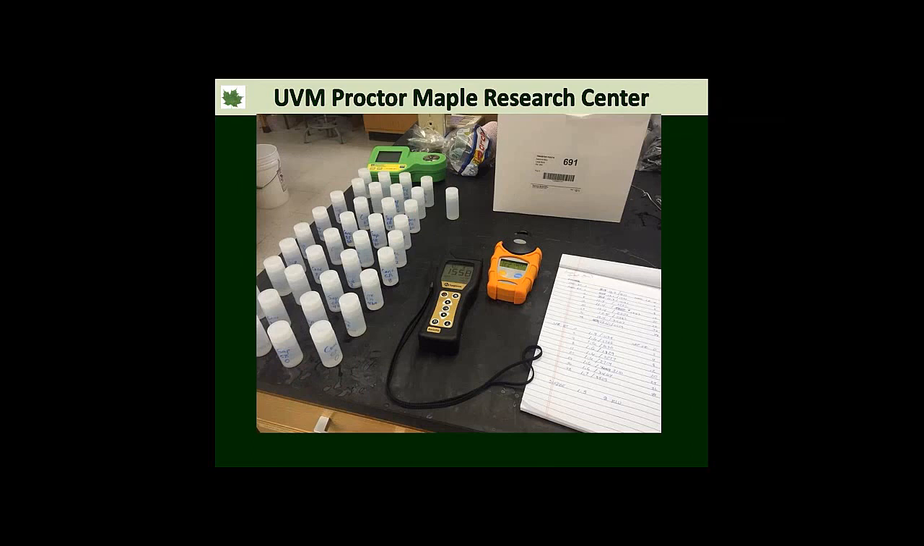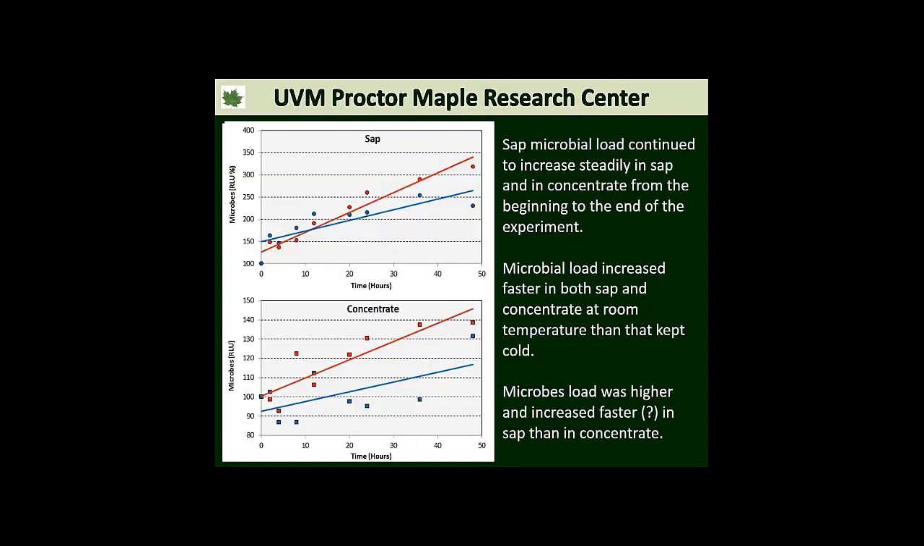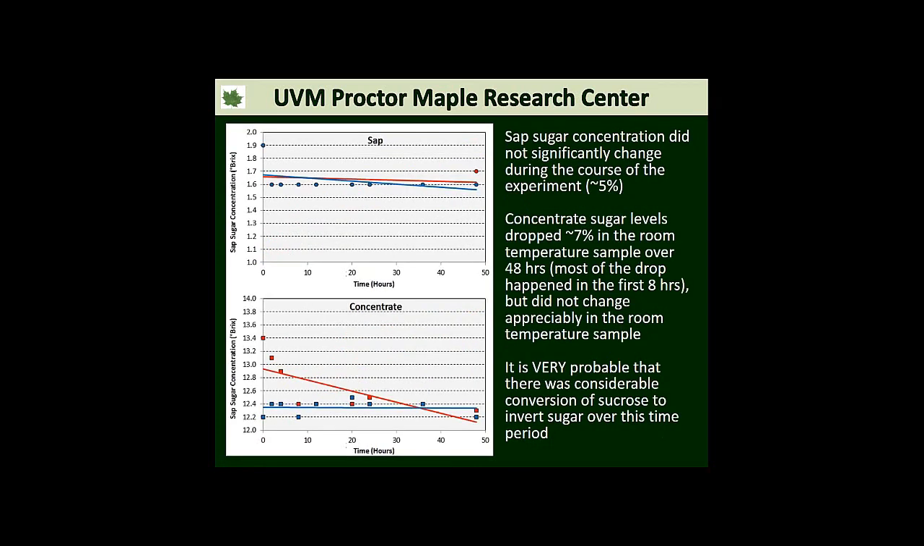So this is how we did it. This little device tells us how many microbes there are. This measures sugar content, and then we can measure pH as well. And what we found was, again, the same type of thing. This was time, 0 hours to 50 hours, in the microbial load. If you kept it cold, it didn't grow as many microbes as it did if you kept it warm, whether it was in sap or concentrate. So again, higher temperatures produce more microbes. The more time you have, the more microbes you get.